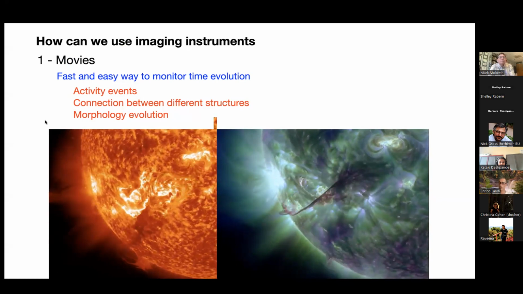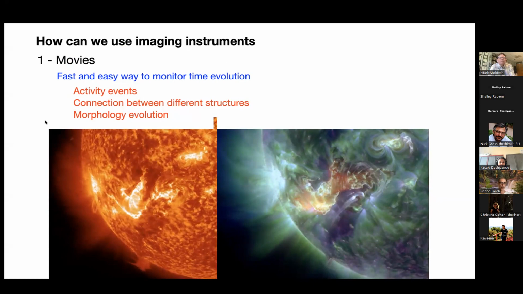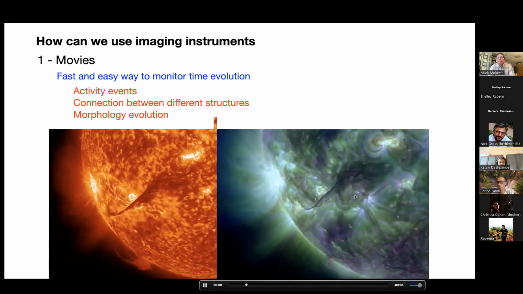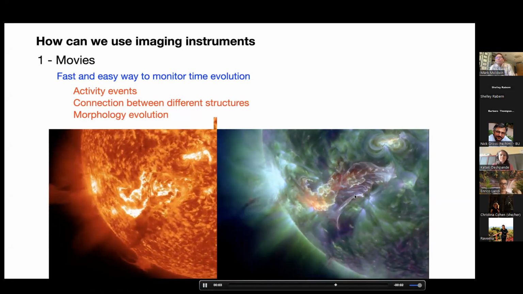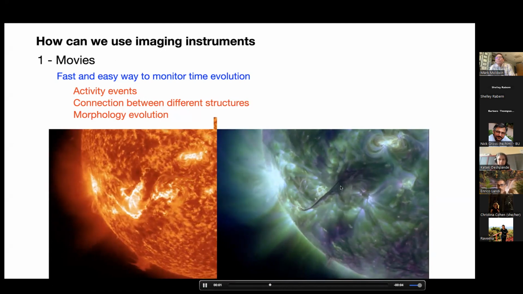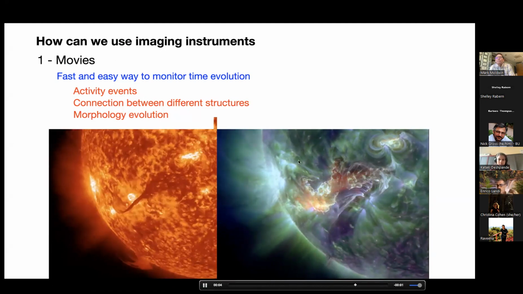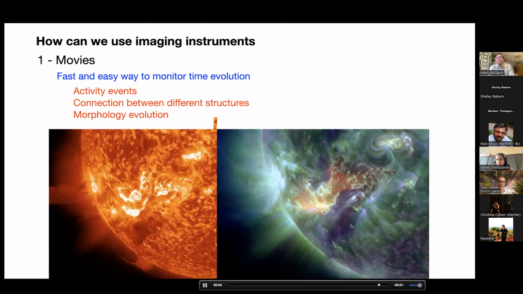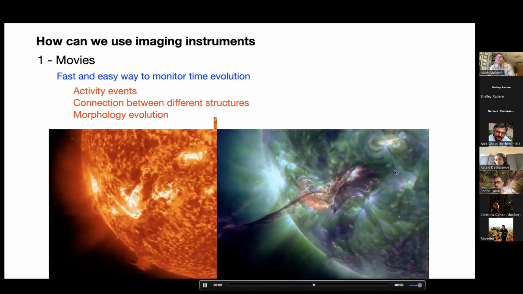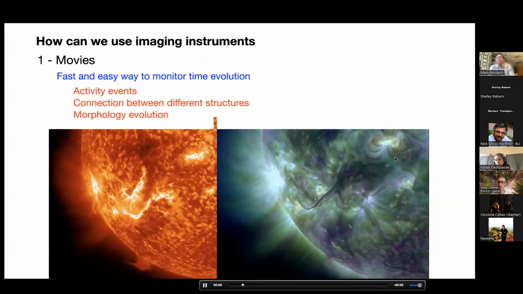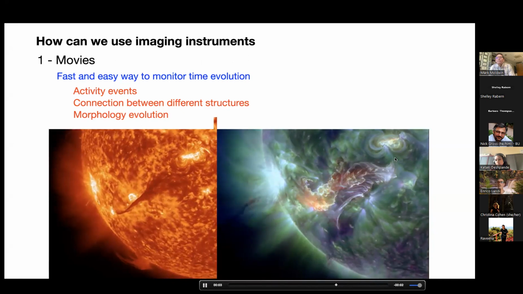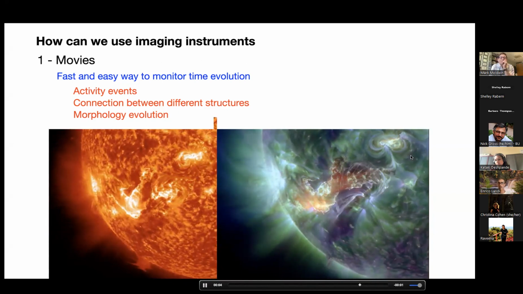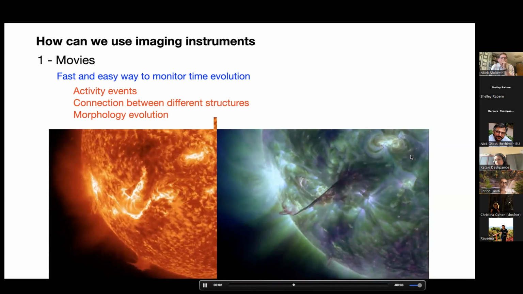Now, movies are not only beautiful to see like these ones, but allow you to do several things. First of all, they're great for activity events because you see them unfolding with this instrument with a 12-second cadence, which is incredible. Second, if you look at what happens when this filament erupts, a lot of material is falling down. Other material falls down and starts to excite some reactions in other parts of the active region, which are actually far away from the eruption site, which then in turn triggers some other activity events. So you're beginning to make connections between different structures. And by looking at high cadence movies like this, you can make this causal connection between these different faraway structures.